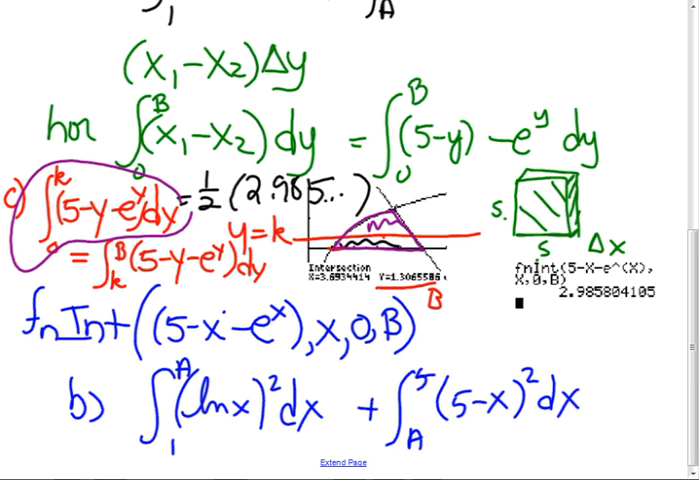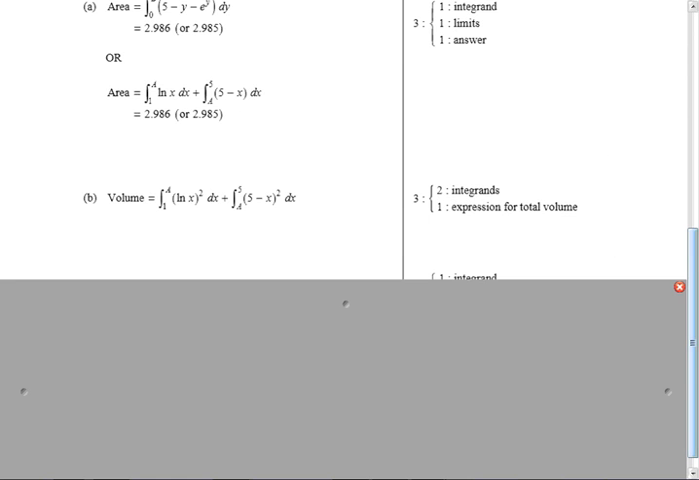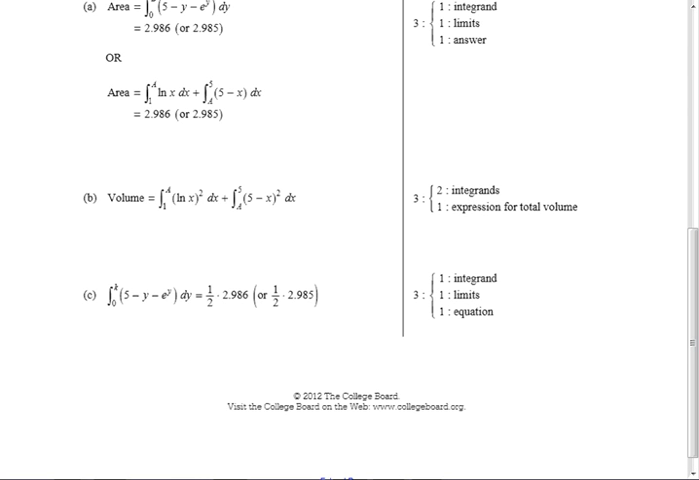Or you could say the area we found in part A. Somehow you got to refer to it. They actually put the numbers in, but there's a variety of answers that we can get. And that's 3 points.